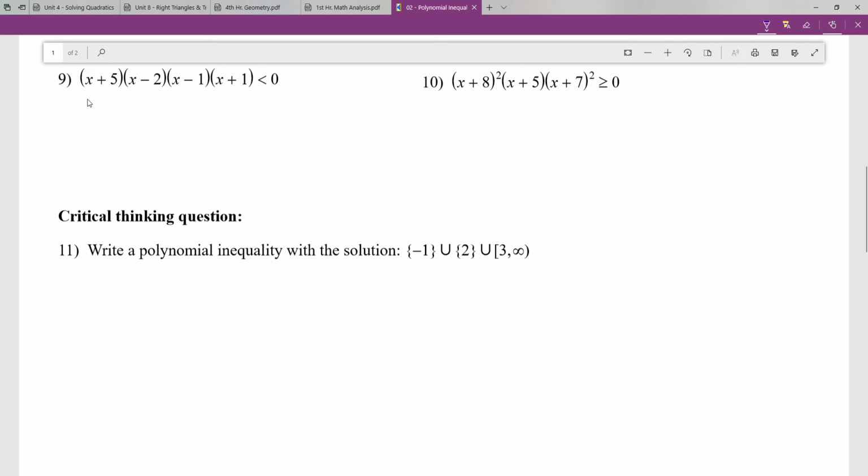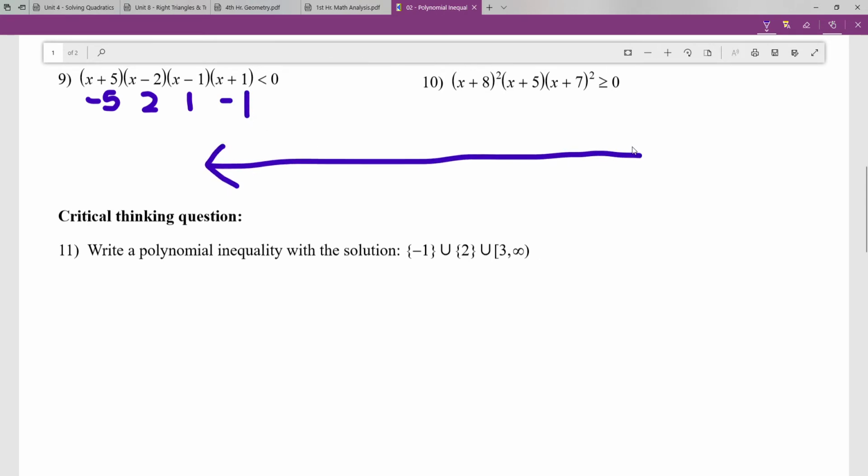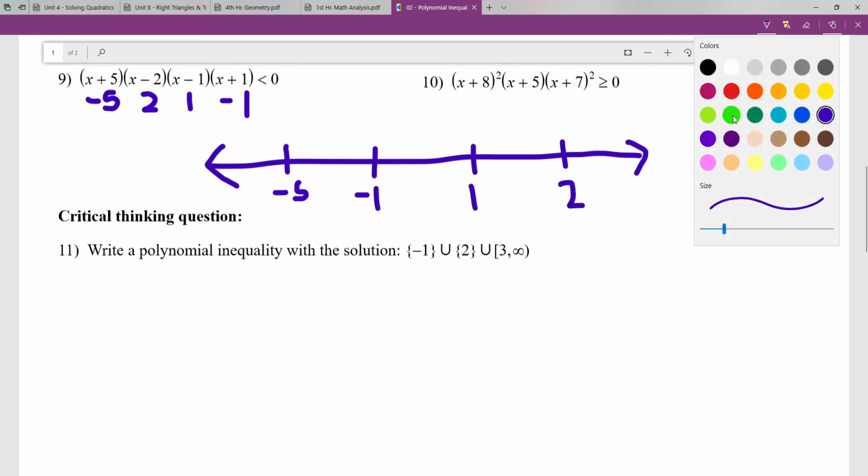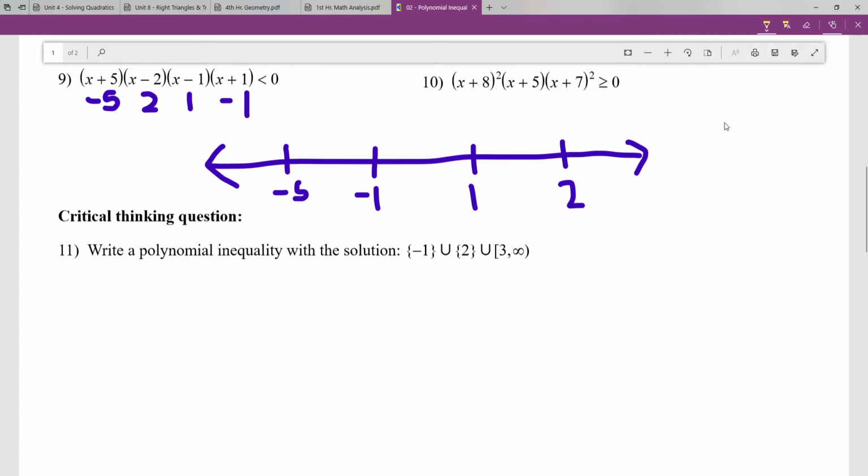So in this case, of course, x would be -5 if we set that first one equal to 0. X would be 2, x would be 1, and x would be -1. So we're going to create a number line here. And I'm going to put these different numbers on it. So I'm going to have -5, -1, 1, and 2.